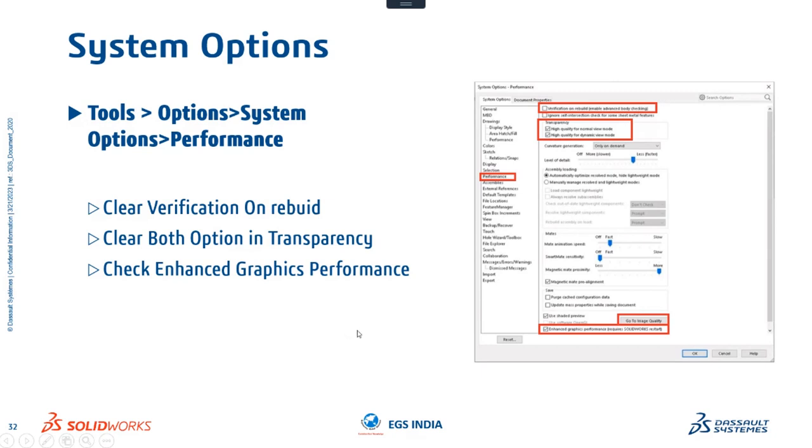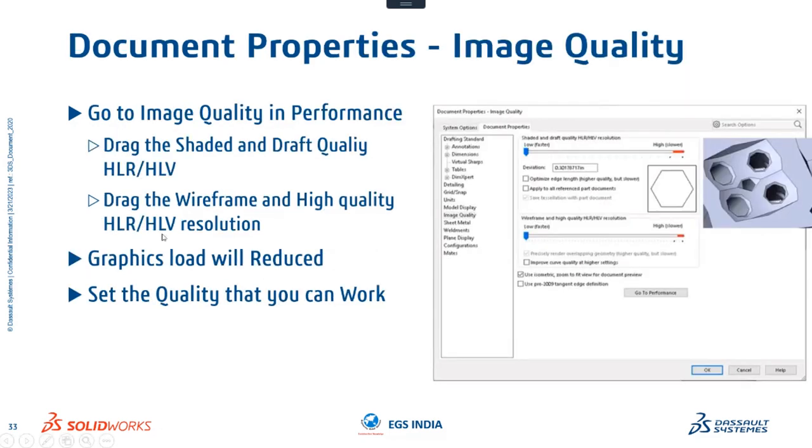And finally, the enhanced graphic performance. By enabling the enhanced graphic performance, the translation effects can be faster, like zooming and rotating. The graphical area will be faster with hidden lines removed and hidden lines visible, so it loads faster. And you can set the quality for your working capabilities.